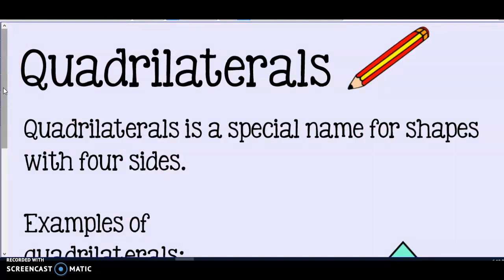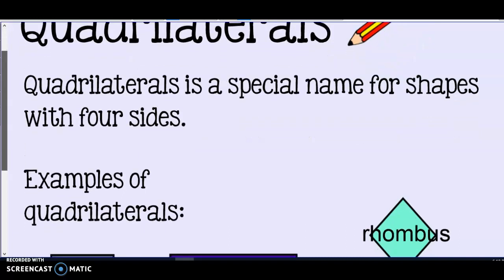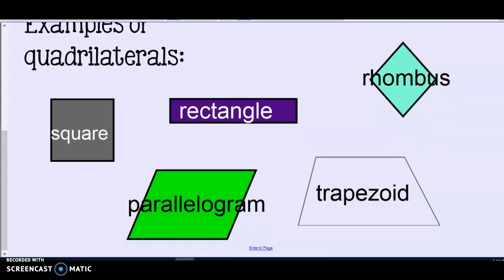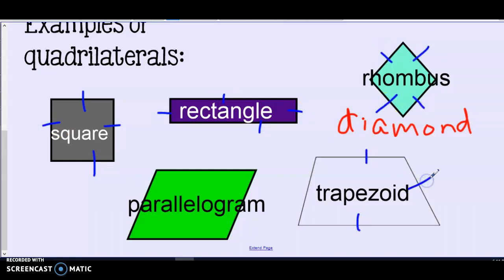Quadrilaterals. I want you to say that word to yourself. Quadrilaterals. Quadrilaterals is a special name for shapes with 4 sides. So here are some examples of a quadrilateral. We have a square, a rectangle, a rhombus, which also looks like a diamond. We have a parallelogram, and then a trapezoid. And all of these shapes have 4 sides in common. And this is what makes them quadrilaterals.